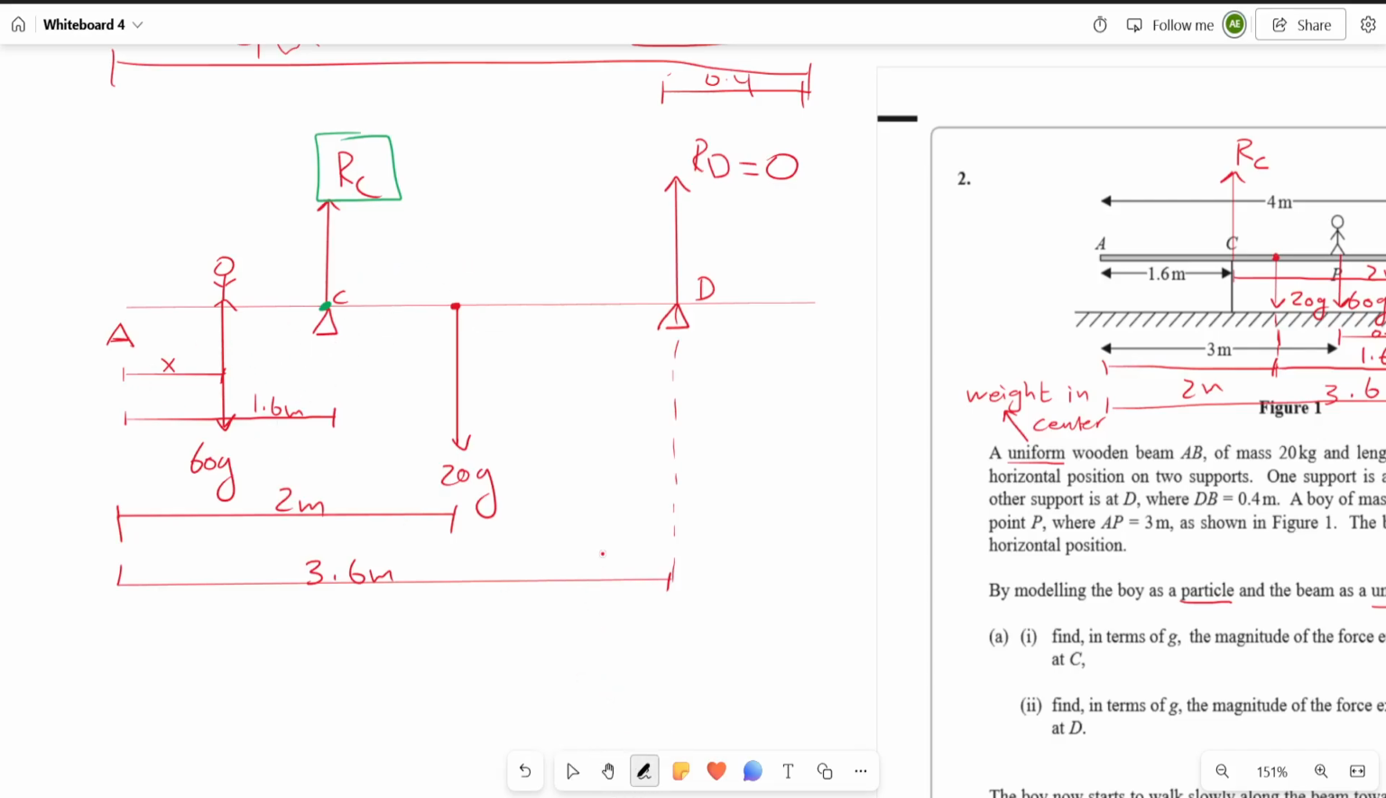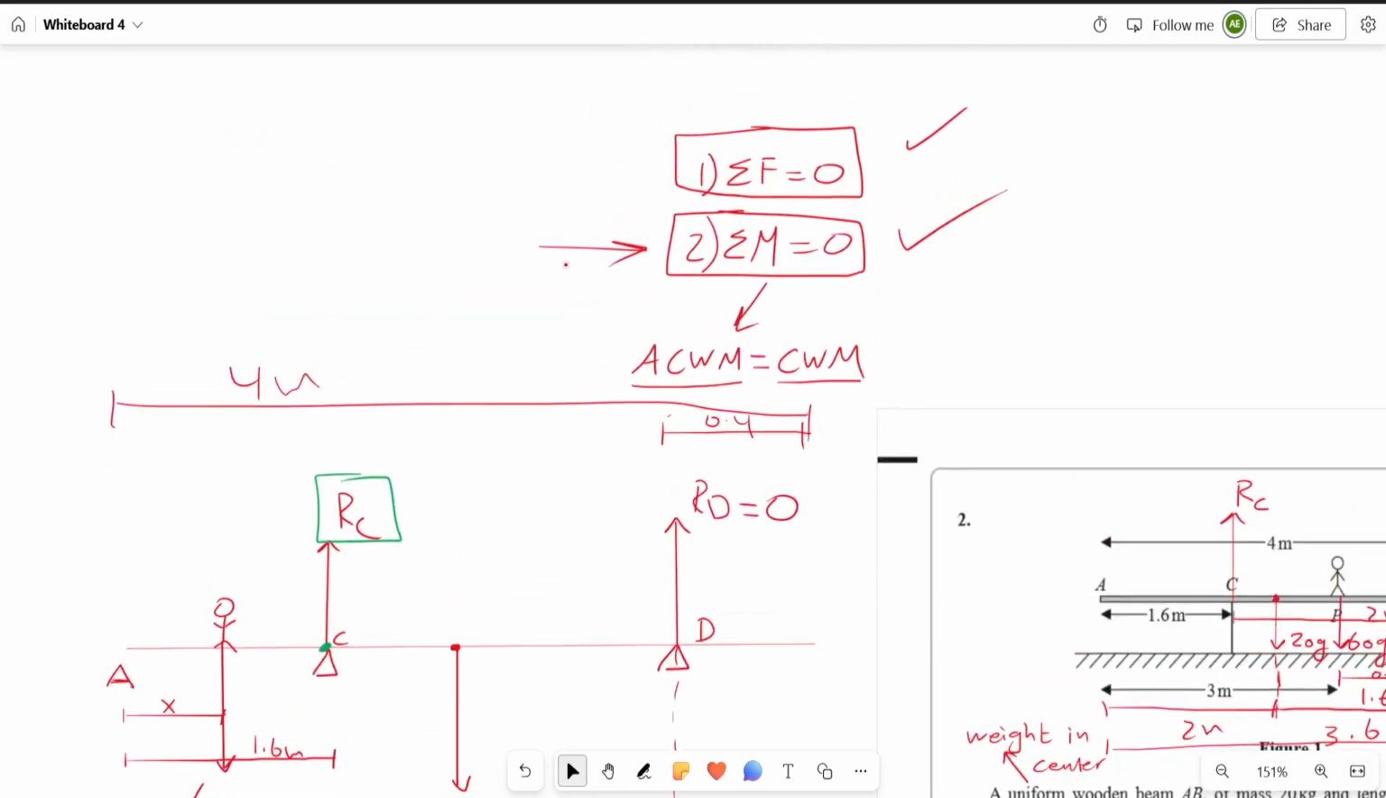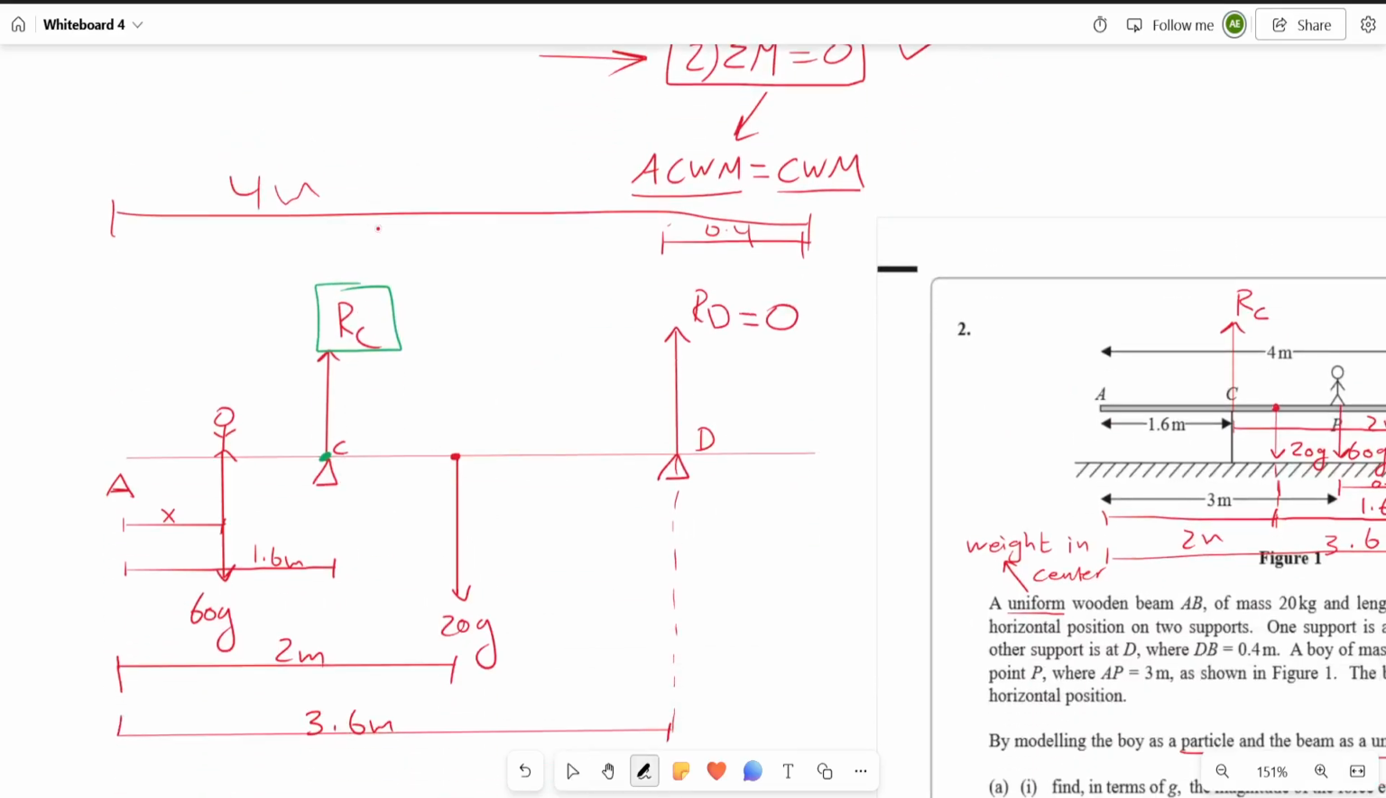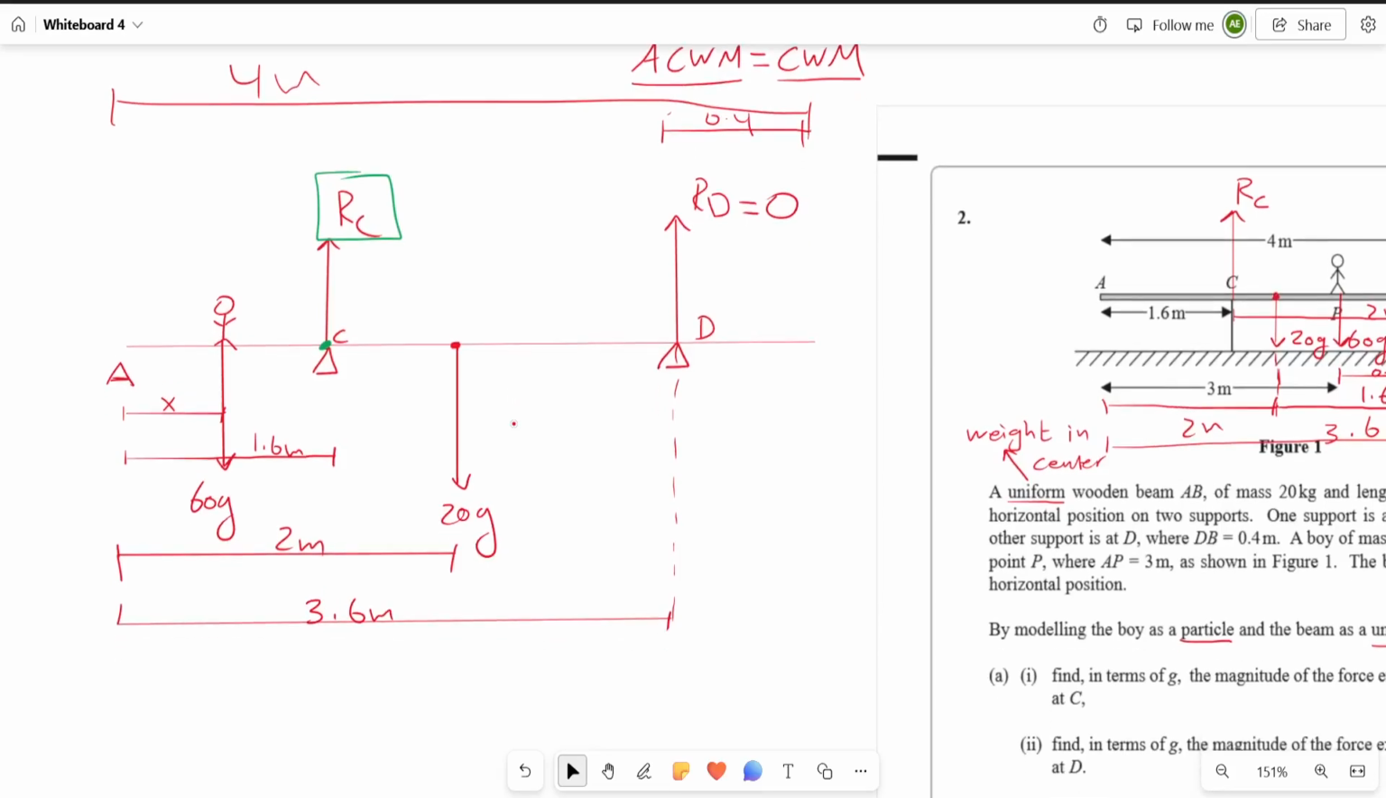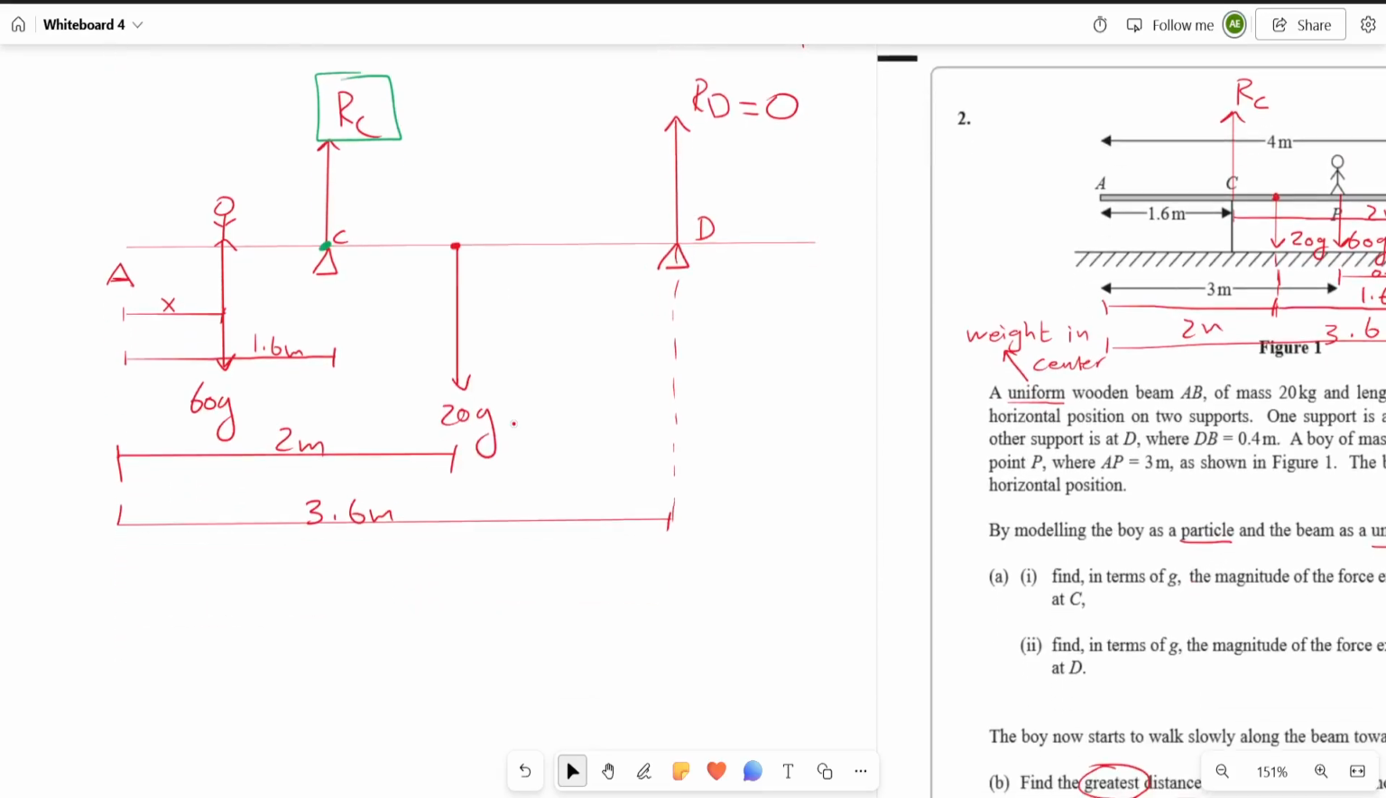Yeah, there is another option here, which is to say that I can use the fact that sigma forces equal 0, so sigma forces up equals forces down. So RC, which is up, is going to equal the total down. So RC is going to equal 60 plus 20g, so RC is 80g. And then you can take moments about, let's say, A, for example. Now you have RC, you can solve. However, I like to take as few steps as possible to make it more efficient and to gain as much time as I can.